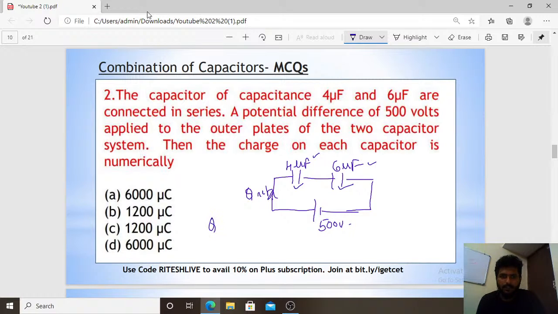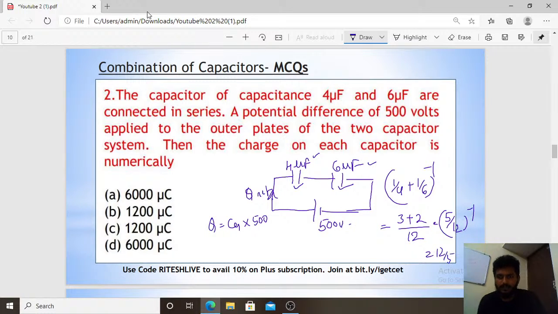Okay, so Q is equal to CV, that is C equivalent into V, which is 500. C equivalent when they are in series is 1 by 4 plus 1 by 6. So what is the value? That is 4 and 6, 12 is the LCM. 3 plus 2, that is 5 by 12. Inverse, 12 by 5. Super.